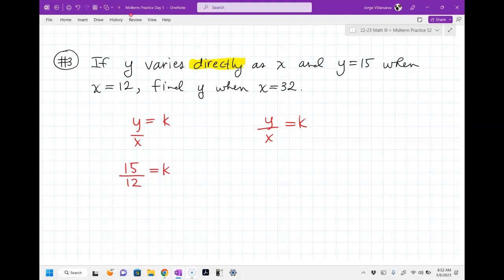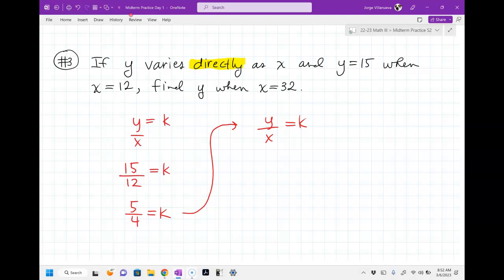Well, 15 over 12 I can reduce by 3, so it's 5 over 4. At least I can do that. Okay? Then you're going to get this k value, and you're going to plug it into that equation. Okay? But let's keep reading.